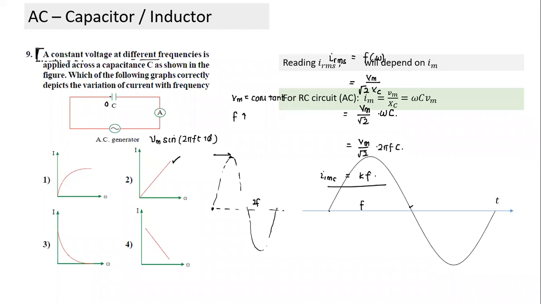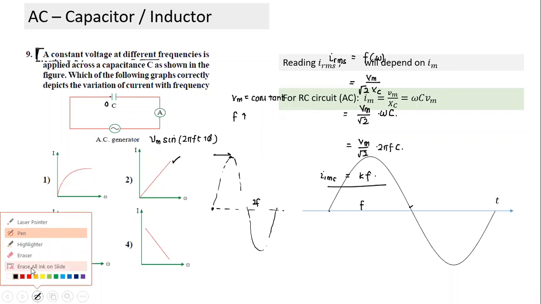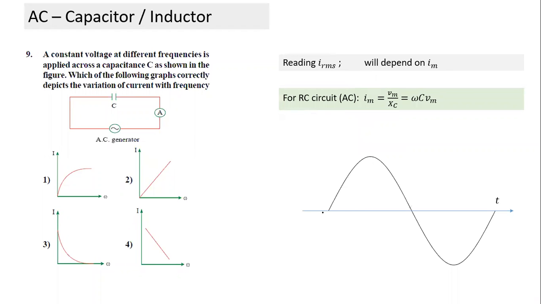Okay, see, let me redo this part. Suppose there's a particular frequency and this is Vm. This is applied voltage. If this is applied voltage at this time, what is the charge on the capacitor at this point of time? Voltage is 0. Charge is always equal to V into C. So here the charge will be 0.